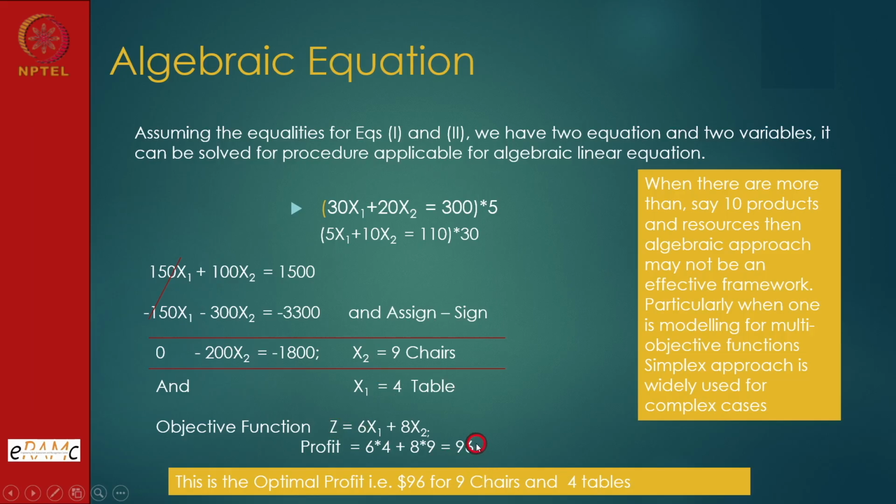It might correspond to that. So, we have solved the problem. This is the optimal profit, $96 for 9 chairs and 4 tables. I think up to here there should not be any problem.